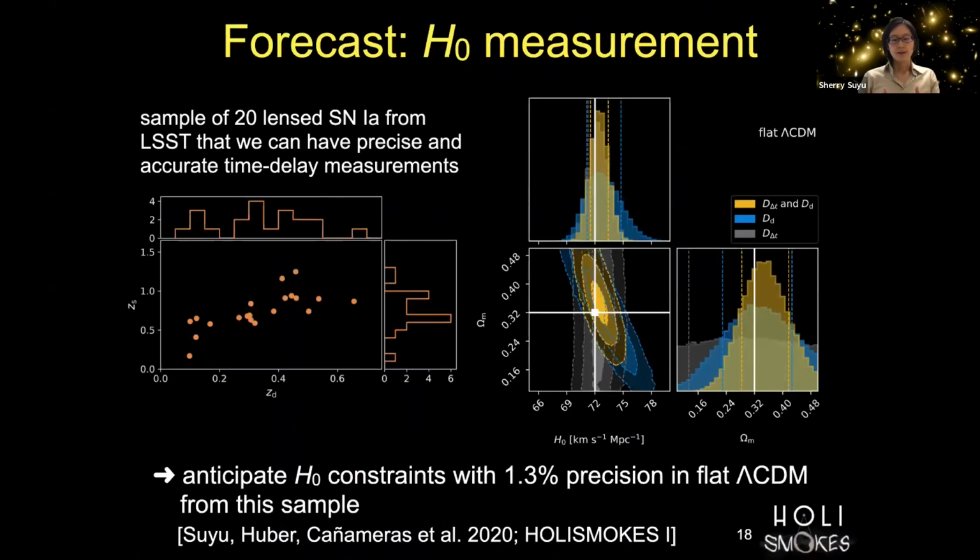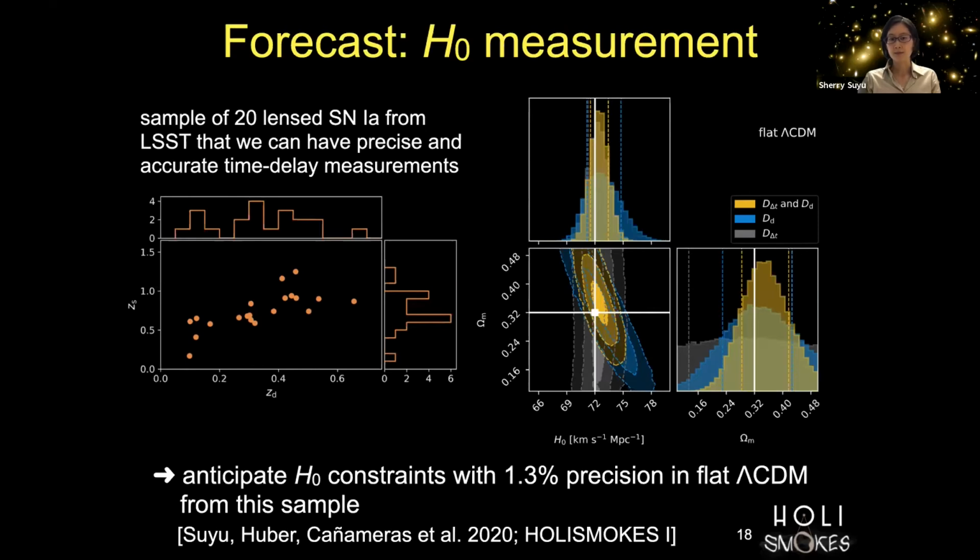So one of the things we first looked at is how well can we actually measure H0 from a future sample of lens type 1a supernovae from, for example, the Rubin Observatory Legacy Survey of Space and Time, LSST. So we expect about 20 lens type 1a supernovae from LSST, which we can have precise and accurate time delay measurements. And here are the redshift distributions for the lenses, deflectors, on the x-axis, and the source redshifts on the y-axis for these 20 lens supernovae, and assuming that for each of these systems, we can get the necessary ancillary follow-up, such as the monitoring and the high resolution imaging.